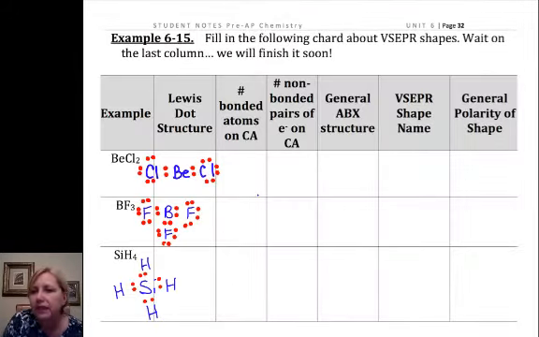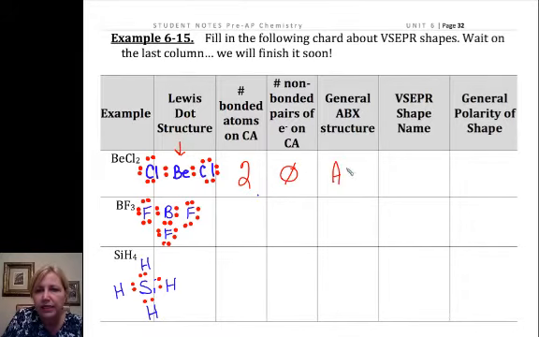Now, to speed things up a little bit, I went ahead and did these Lewis dot structures, assuming you know how to do them. So the number of bonded atoms, the number of peripheral atoms, is 2. There aren't any non-bonded pairs. Remember, beryllium, even though you might think it's ionic, likes to pretend it's a little bit covalent, but it's okay with just 4 electrons. So this would be considered an AB2.